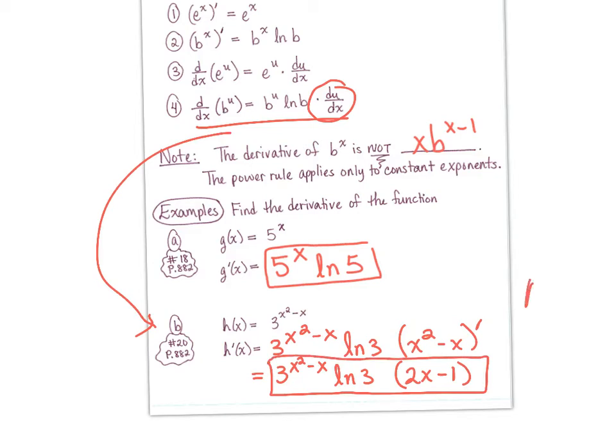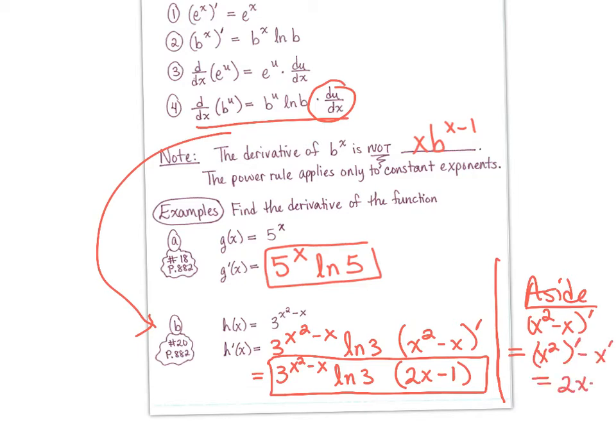Okay, so on the side, remember that whenever you're differentiating x squared minus x, that's equal to the derivative of x squared minus the derivative of x, and that's equal to 2x minus 1. Okay?